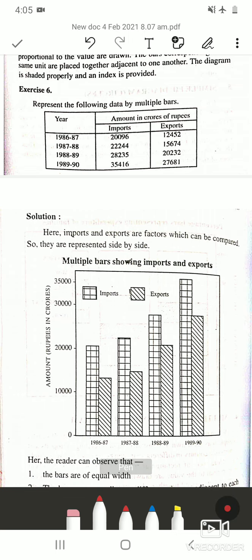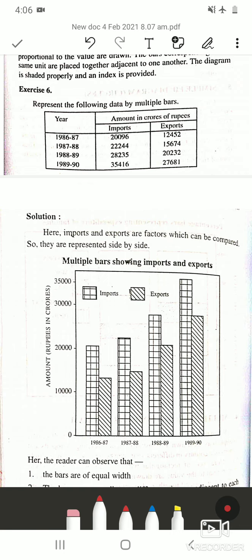So draw a rectangular box for imports, whose height is around 20,096 crores. For the same year the exports is 12,452 crores, which will be somewhere here. So draw another rectangular box attached to the first box and shade it in a different format, and write in the index what the first rectangular box is showing and what the second rectangular box is showing. Similarly, plot the imports and exports for each year.